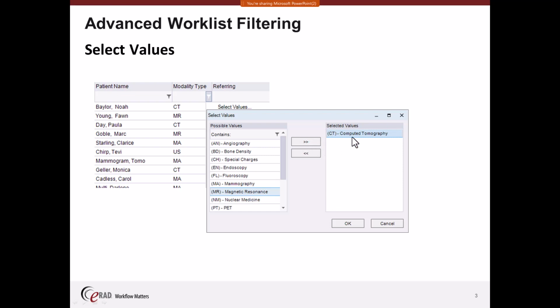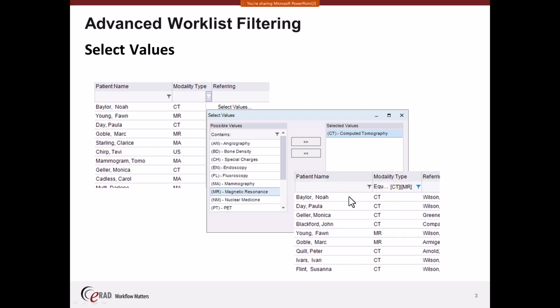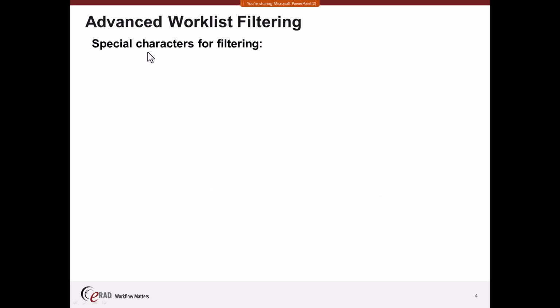In this case, I'm going to pick CT and also MRI. I'm going to choose that one as well. And you can see here in your list now, it has changed your filter mode to equals and added those two values here. And now we can see our list just has CTs and MRs in it, no longer has ultrasound.